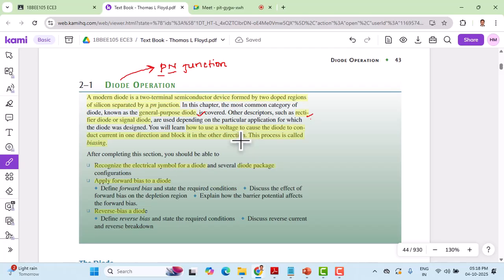In this chapter, you are going to learn how to use a voltage to make the diode conduct current in one direction and block the current in the other direction. This process of allowing the current in one direction and blocking it in the other direction is called biasing. I hope you got the definition of biasing. Applying a suitable voltage to the PN junction in one direction will allow the current to flow, and if you change the voltage, it may block the current in the other direction. This application of voltage in a proper way is called biasing.